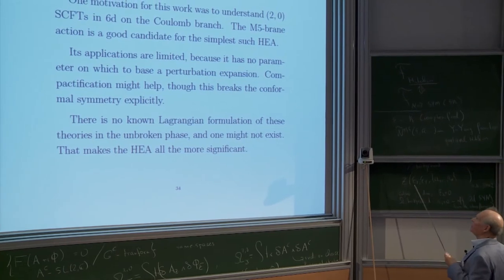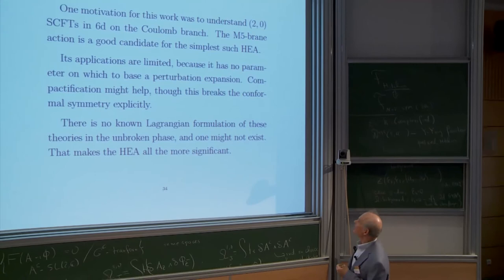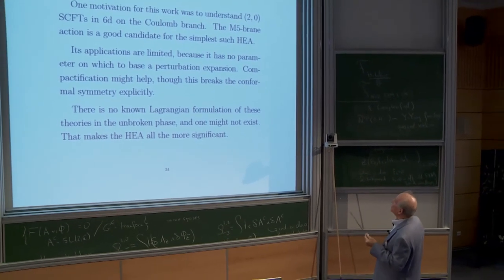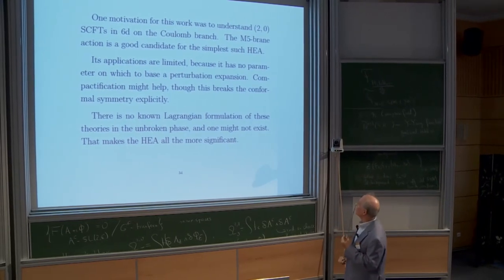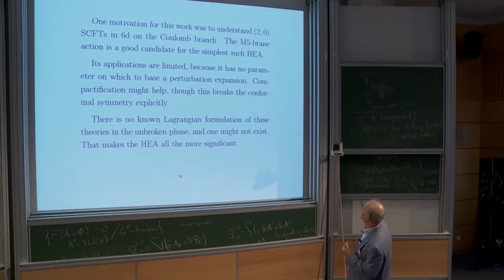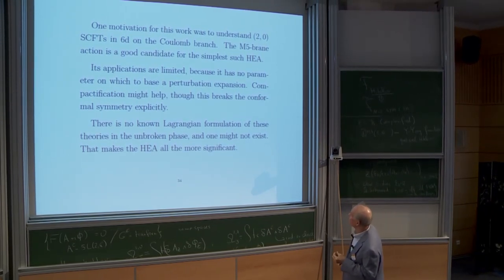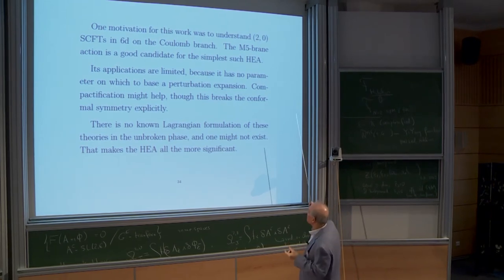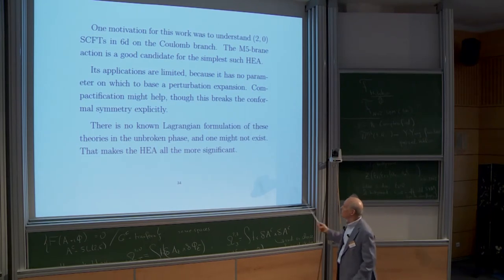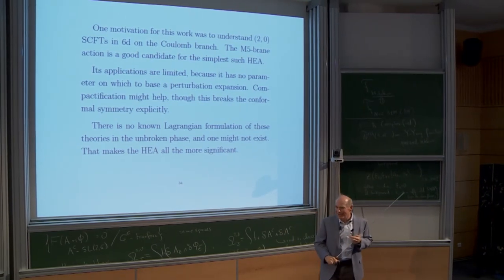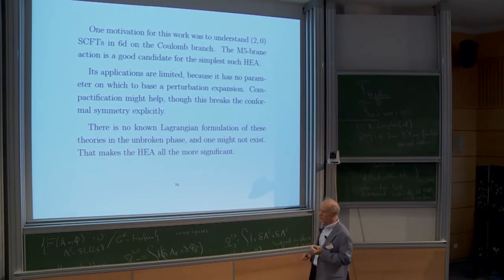One of the motivations for my doing this work was to understand the 2-0 superconformal field theories in 6 dimensions on the Coulomb branch. And so the M5 brane action I just showed you is a good candidate for the simplest such one. But as I just said, its applications are limited because it doesn't have a small parameter on which to base a perturbation expansion. Now, besides looking for solitons, another thing that might be good for is if you compactify it on a circle or a torus or something, you might introduce additional parameters that should allow you to discuss some limits in which it's weakly coupled.